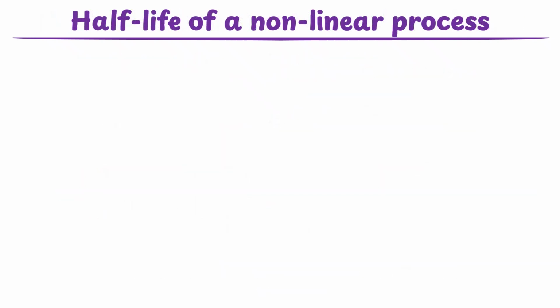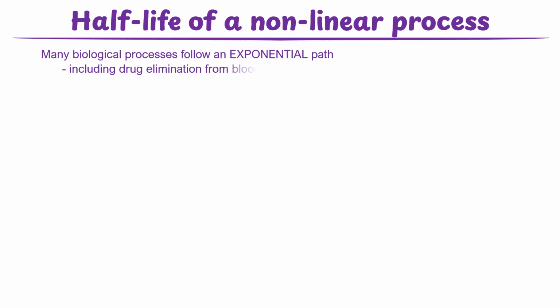Half-life can also be measured when the decay does not follow a straight line. In many biological systems, the quantity does not fall at a constant rate. Instead, it follows an exponential path. This is common for drug elimination from plasma, where the concentration falls quickly at first and then more gradually as time passes.